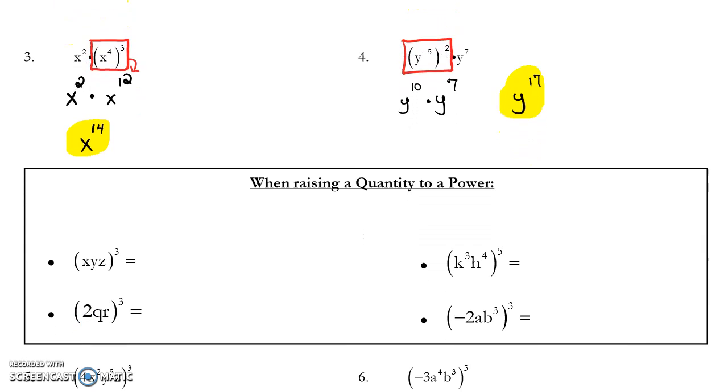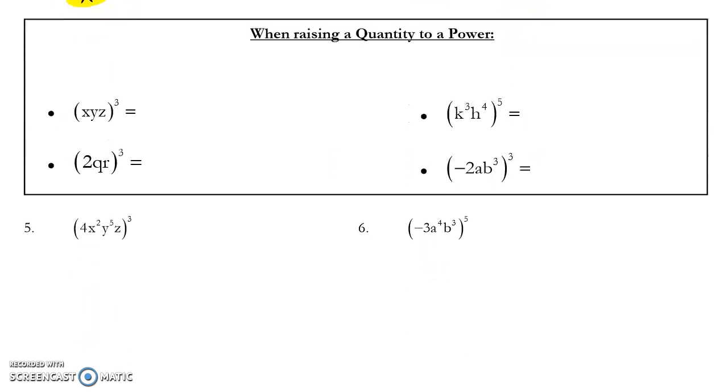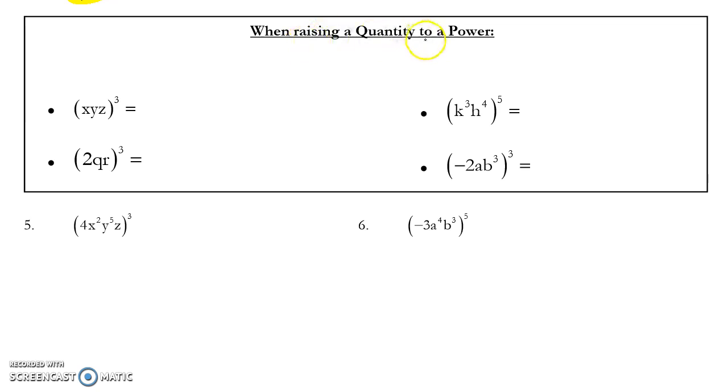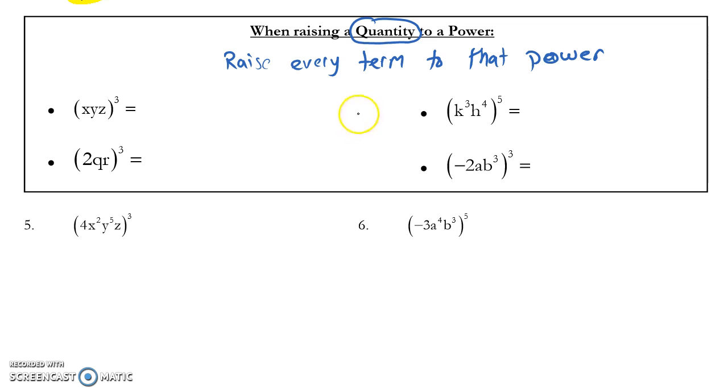The last property we talked about with multiplying exponents was raising a quantity to a power. When I raise a quantity to a power, I have to raise every term to that power. And it's really every term in the parentheses. Now, keep in mind, it is a quantity, which is a word that means multiply. This does not work when I have addition or subtraction inside these parentheses.